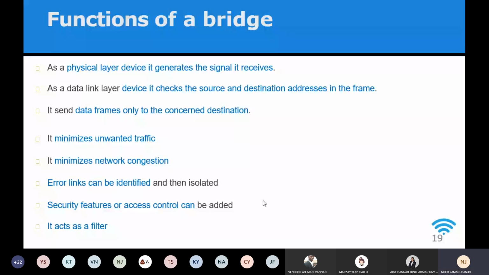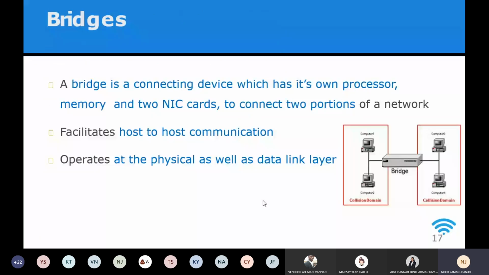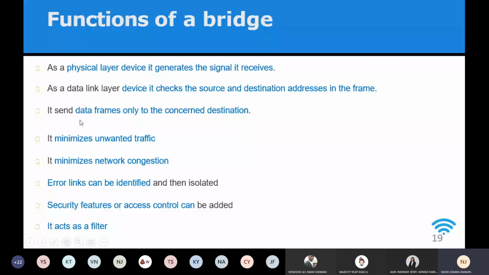Further, here are the further functions of the bridge, what it is doing. Just for your understanding, a bridge is a physical layer device, and it regenerates the signals it receives. As a data link layer device, if you remember, we mentioned here that it operates at the physical and the data link layers. So now you can see from here that it is the physical and data link layer. What it's doing is sending the data frames only to the concerned destination. We use bridges also for separating large networks, and also for filtering our data packets and frames.